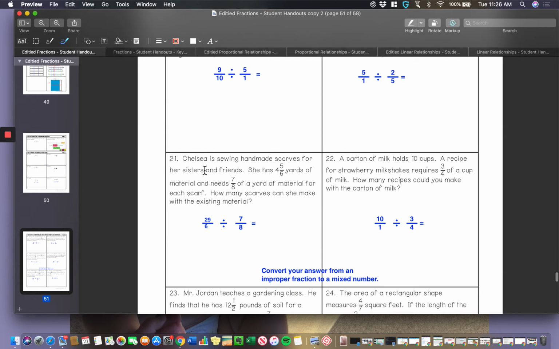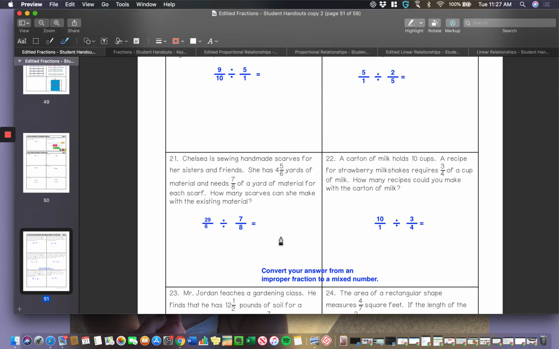For number 21, we have Chelsea is sewing homemade scarves for her sisters and friends. She has 4 5/6 yards of material and needs 7/8 of a yard for material for each scarf. How many scarves can she make with the existing material? Well, I went ahead and converted 4 5/6 into an improper fraction for you of 29 over 6, and it's being divided by 7/8 of a yard of material.